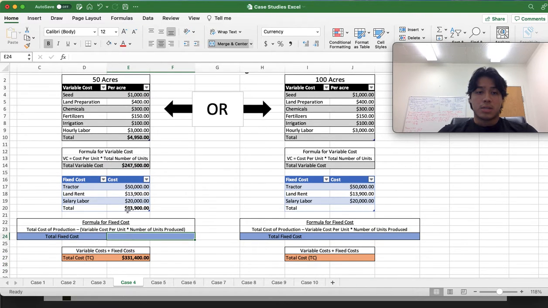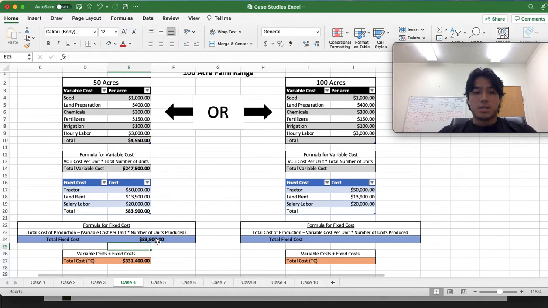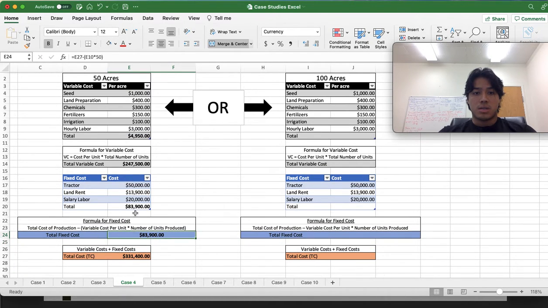We can also check with this formula if our fixed cost is correct by following total cost production, which is this, minus variable cost per unit, which is this, times the number, which is 50 in this case, close parenthesis. That's going to be the total fixed cost, and you can see that's right.